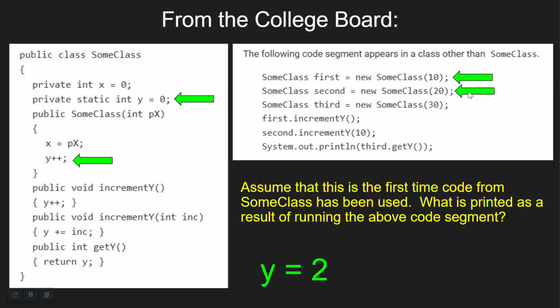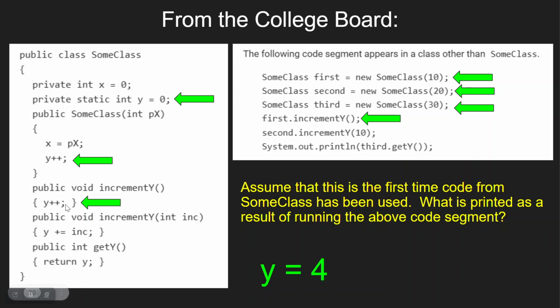Now we're going to create another object, which is going to do the same thing. It's going to cause our y to go up to 2. This value of 20 is passed in as the parameter px, but that's just set to x, which is the private instance variable for this object called second. But when we call the constructor, that causes the y to go up again. So now the same thing happens here. When we create the third object, the constructor is called, and y now goes up to 3. And now first.increment y is our next method that we're calling. When we call increment y, it just makes y go up by 1.